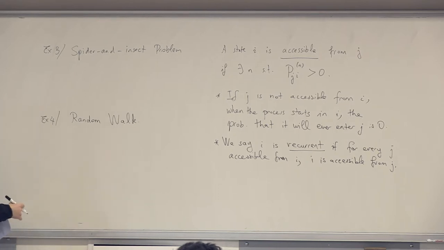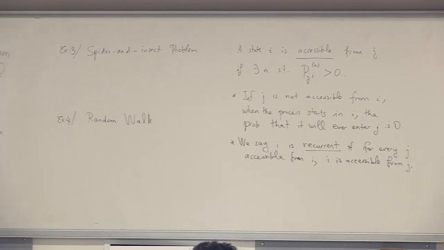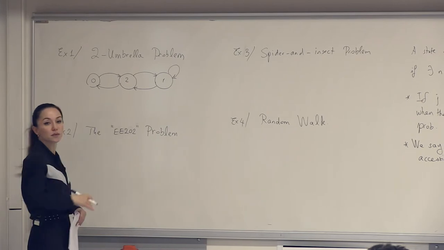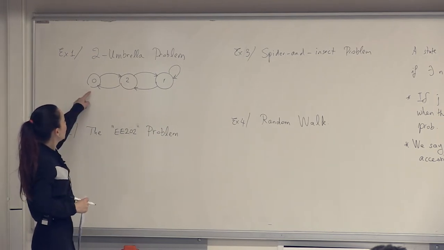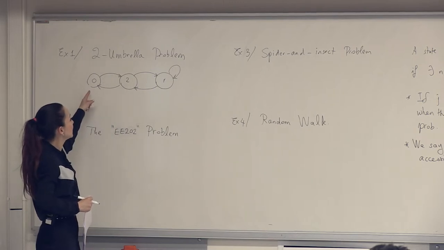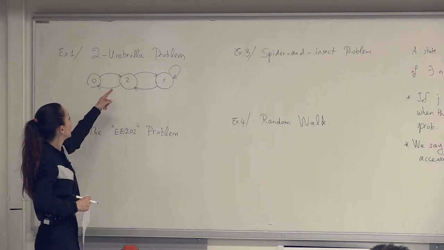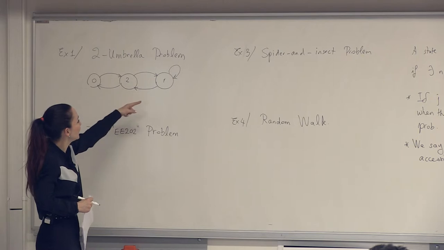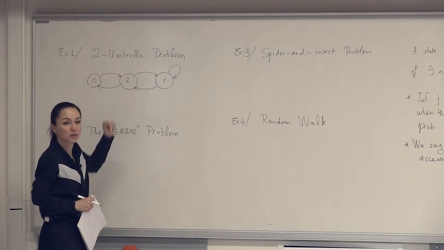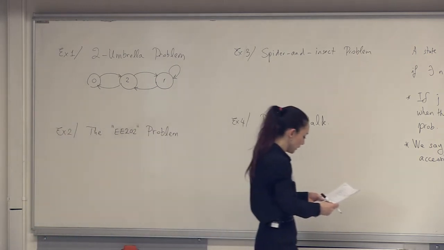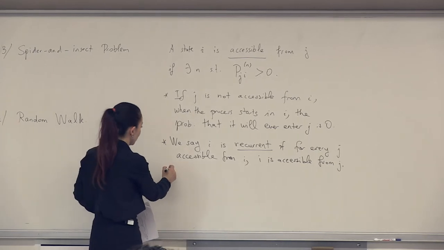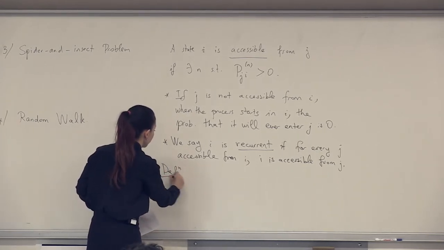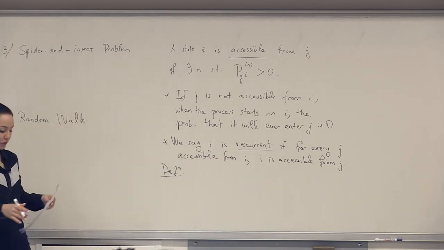eventually. Okay, so let's take a look at this state. What can you say about the states in this Markov chain in terms of being recurrent? From zero, wherever I go, I will come back because every state accessible from zero, zero is accessible from every state that is accessible from zero. And the same is true for every state. So in this case, all the states are recurrent. Now, okay. So now let's give you another definition, and later I will give you a more formal definition of recurrent.